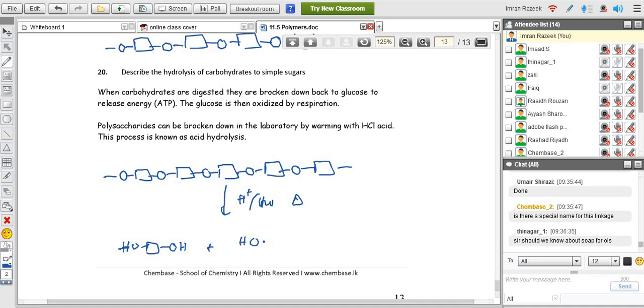Should you know about soap? Better you know about soaps, because they can give it as a question. Better you have an idea about how soap is made.